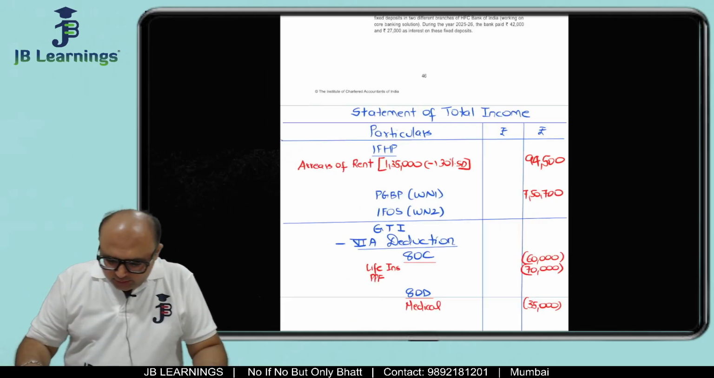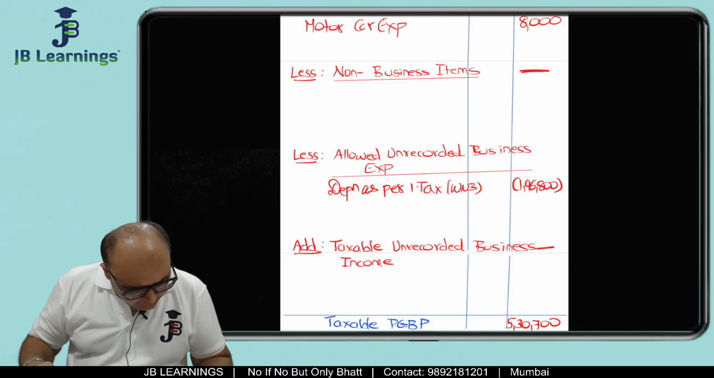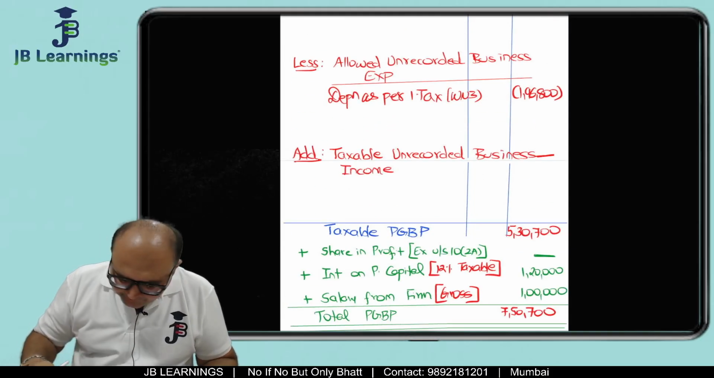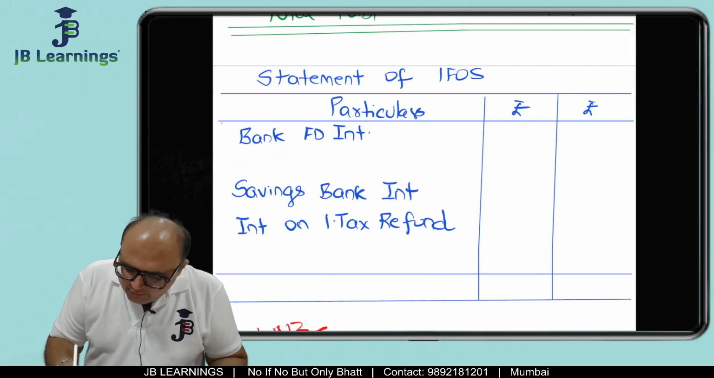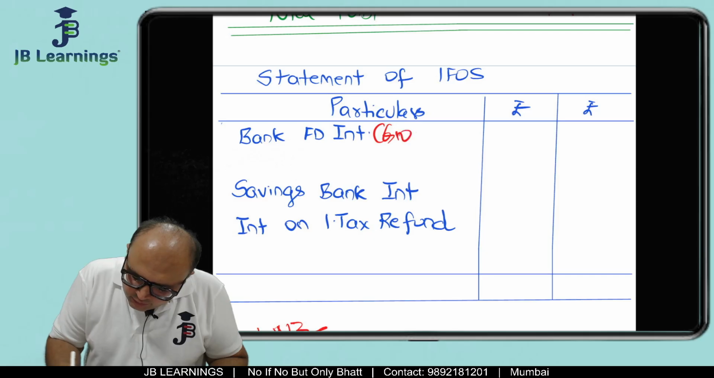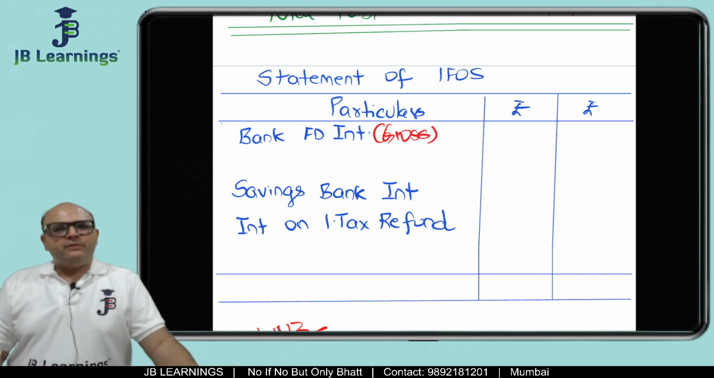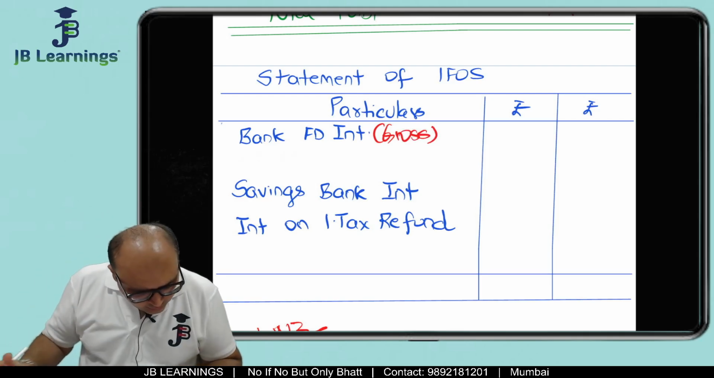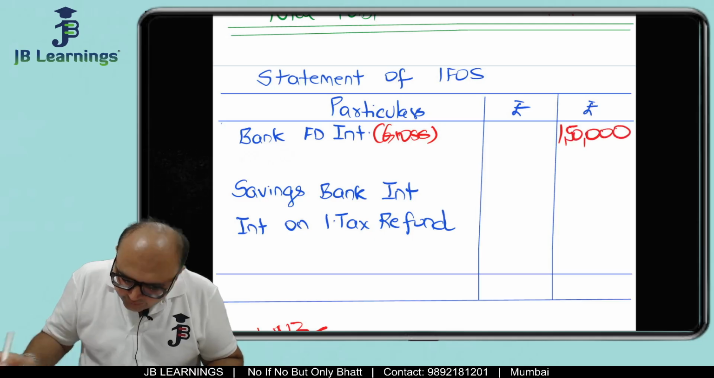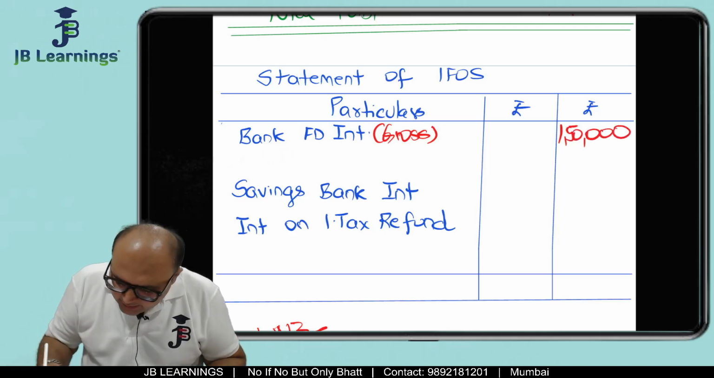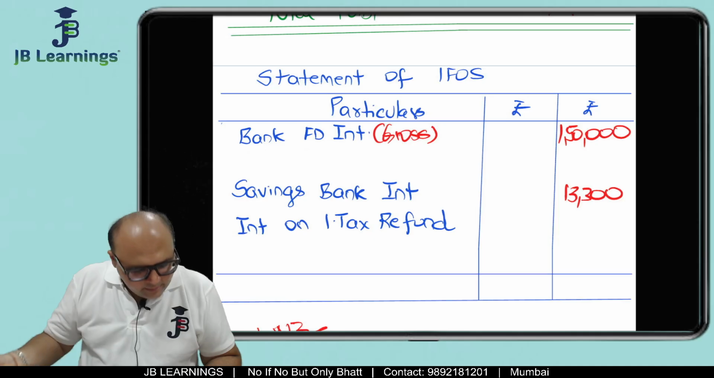Now income from other sources. Now as far as your income from other sources is concerned, if you see bank FD interest, again they have given net amount, we have to convert the net into gross. What is the rate of TDS for bank FD? 10%. So if you convert 1,35,000 into gross, this is 1,50,000. Savings bank interest is going to be 13,300. This is given in the question.